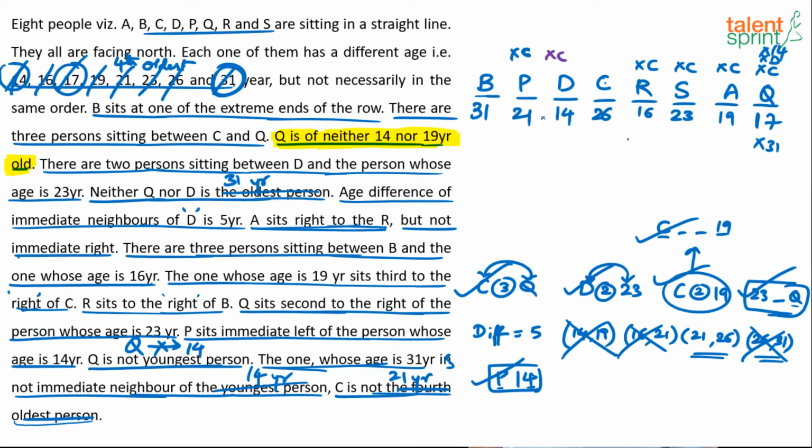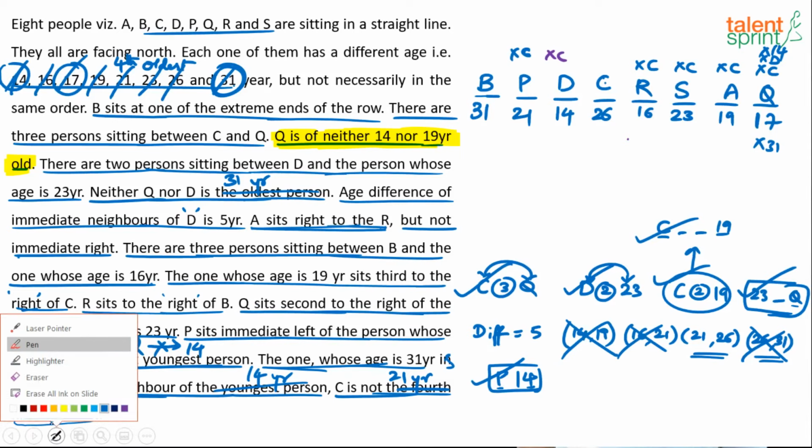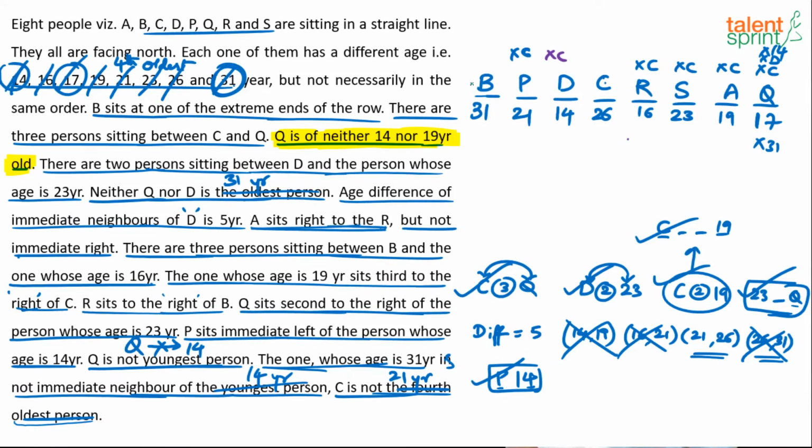And P becomes 21. That's it. The only confusion we had was, is C 21 or 26? C is 26. So then P will become 21. And that gives us the final arrangement.